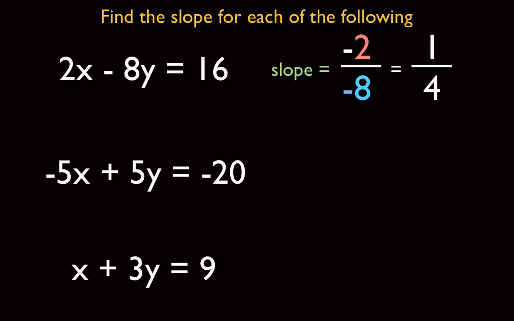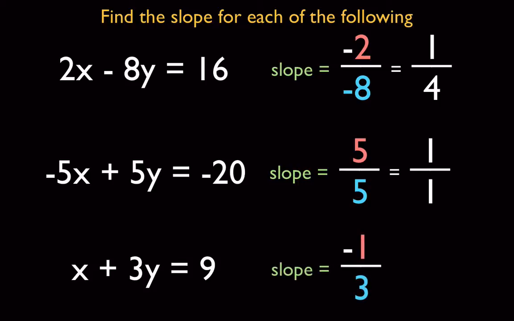On the second one, the opposite of negative 5 is positive 5. 5 is b, so 5 over 5 simplifies out to 1 over 1. And the last one, the number in front of x is a 1, remember, imaginary 1. So it's a negative 1 on top and a positive 3 on the bottom. That can't be simplified, so you're good to go.